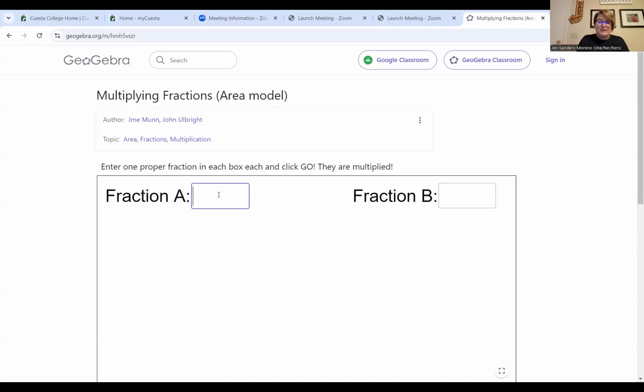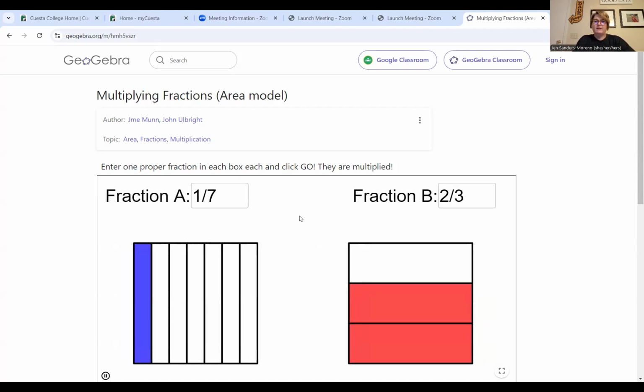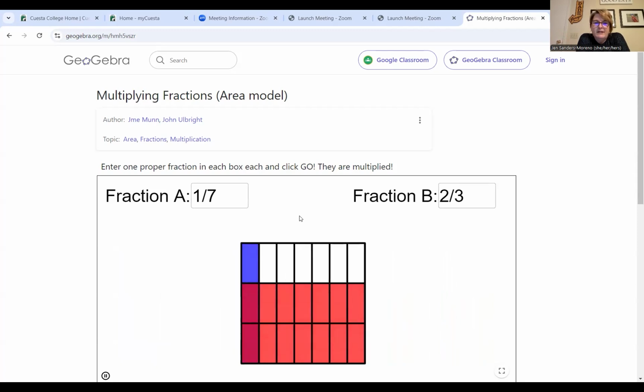Okay. Maybe it's still not that exciting for you. So maybe we'll do another one. What if we decided to do 1/7 times, how about 2/3? Okay. All right. Now, our answer, by the way, I didn't mention this on the previous one. Our answer is this double shaded. So our double shaded is 2 out of, and if we count, we'll have 3 rows of 7 or 21. So 2 out of 21.